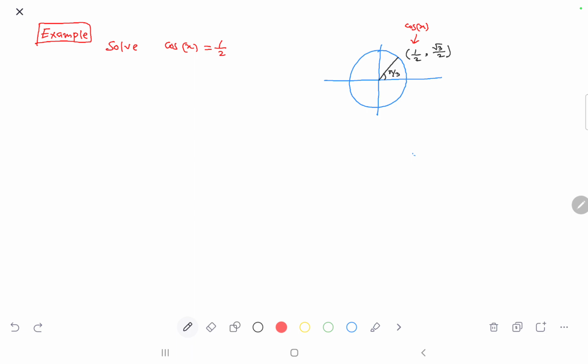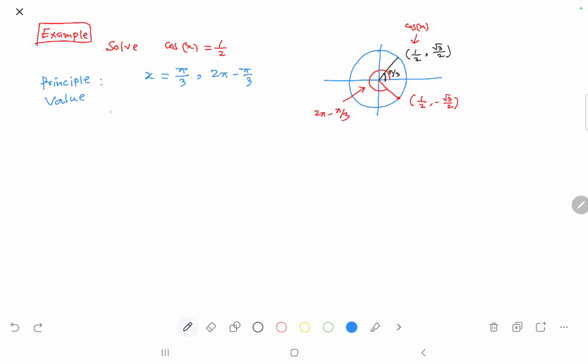Now also the same logic works here, right? If you take pi over 3, it's okay. Also, you can take this position. This is 1 over 2 and minus square root of 3 over 2. So the angle will be 2 pi minus pi over 3. Is it okay? Now the principal values: you have two choices for x. First, you have to write down the principal values. The principal values are pi over 3 and 2 pi minus pi over 3.